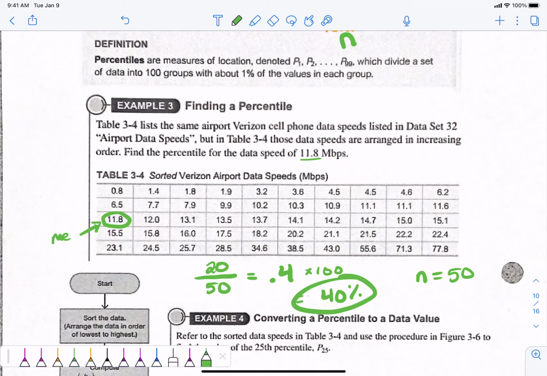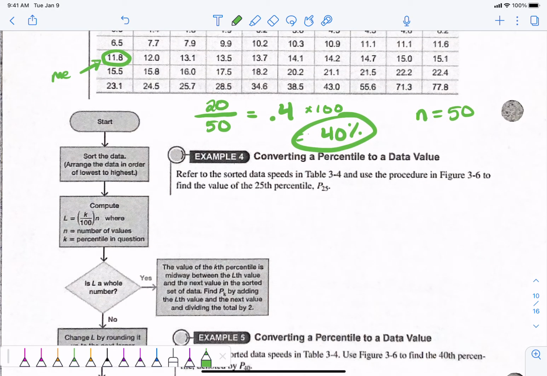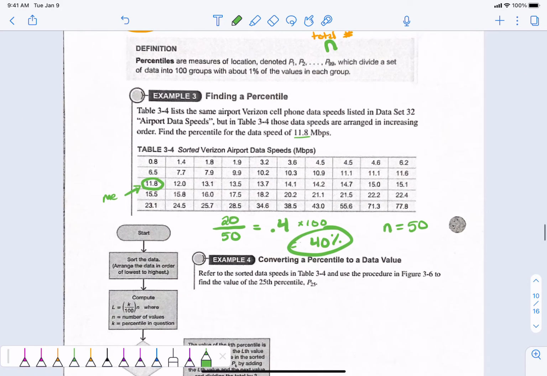That's percentile conversion. Okay, we'll do the harder one tomorrow, which is converting percentiles to finding a data value. That's a different story. Okay, good? All right, I'll stop there.